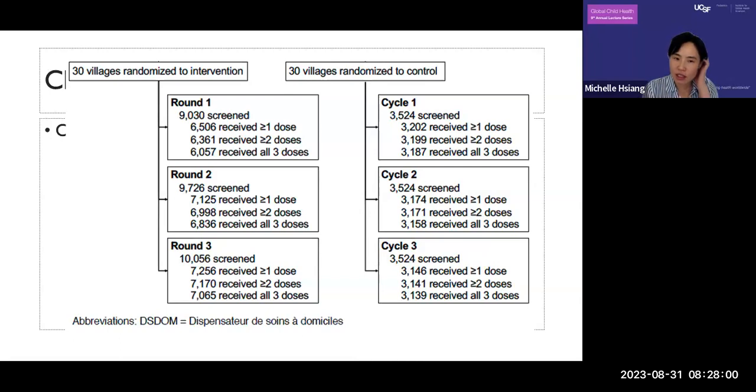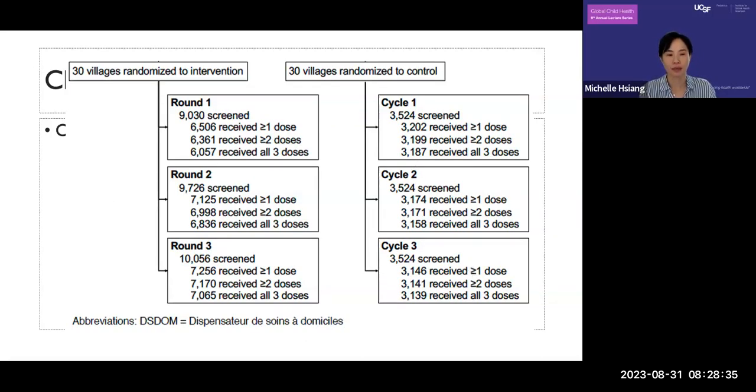So this shows the initial coverage of the 30 villages. We refer to a cycle for SMC and a round for MDA. The population is larger for MDA because this was all ages, and this is just those under 10. But this is the numbers that were screened or received 1, 2, or 3 doses. So we treated 6,000-7,000 people per round with MDA, and over 3,000 every cycle for SMC.